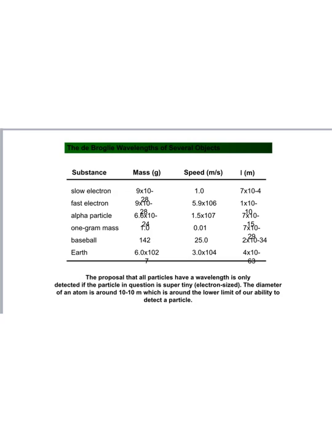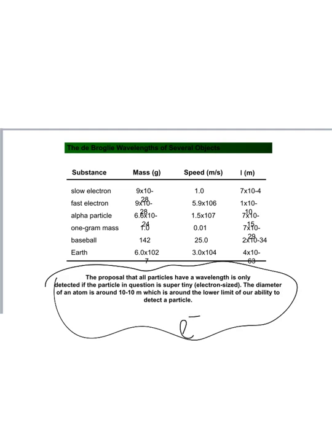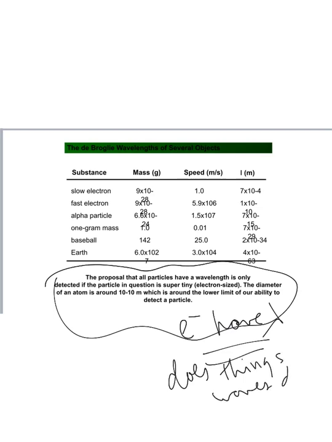This slide is a mess, but essentially, here's the part that's important down here. The proposal that all particles have a wavelength is only detected if the particle in question is super tiny. So on the previous slide, we were saying that electrons have wavelength. What does it mean that an electron has a wavelength? Well, it means it does things that waves do. And if you remember from my previous slide, we talked about some of those things that waves do, and I'll show you in a picture in a second.